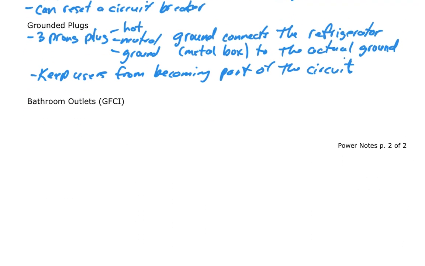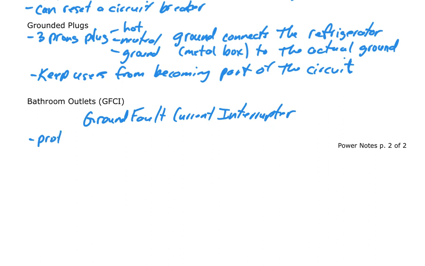The last safety device we're going to talk about are bathroom outlets, and these are often called GFCI, ground fault current interrupter. So ground fault current interrupter. I think I spelled that right, but I'm not confident. Okay. And this is designed to protect you. And here's how it works.